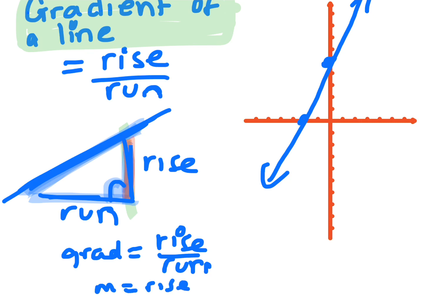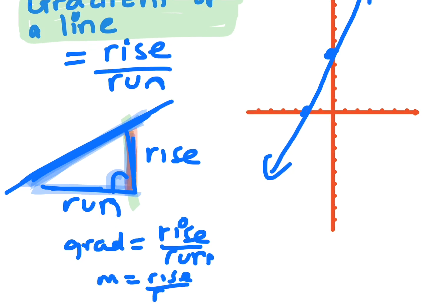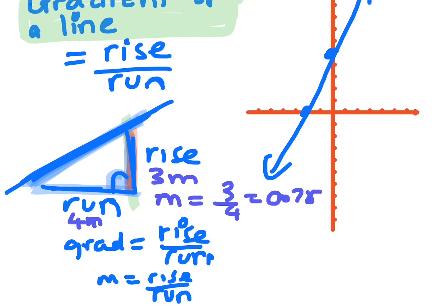Very often we put the gradient with an m, so it's the rise over run. So if this was like, say, 3 meters, for every 4 meters it goes across, then the actual gradient of that would be 3 on 4, or 0.75 as a fraction.